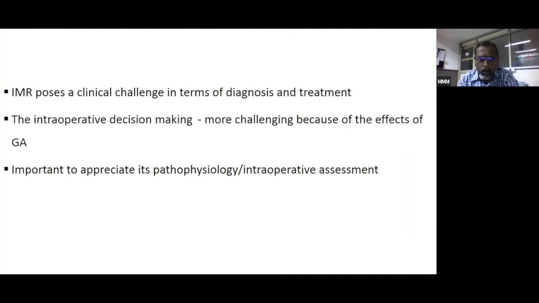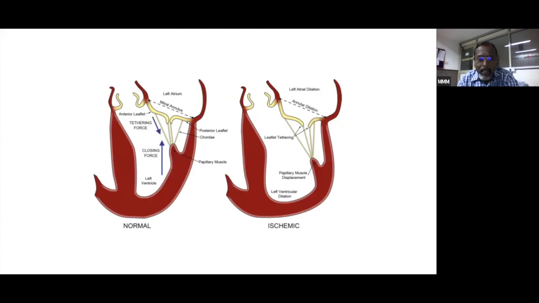Now, a few slides about ischemic MR. We know that ischemic MR poses a clinical challenge in terms of diagnosis and treatment. Intraoperative decision making is more challenging because of some of the effects of general anesthesia, which reduces the severity. So it is important to appreciate its pathophysiology and make the correct intraoperative assessment. Basically there is a huge imbalance between the tethering and closing forces of the left ventricle, which is altered in ischemic dilated cardiomyopathy or ischemic changes.